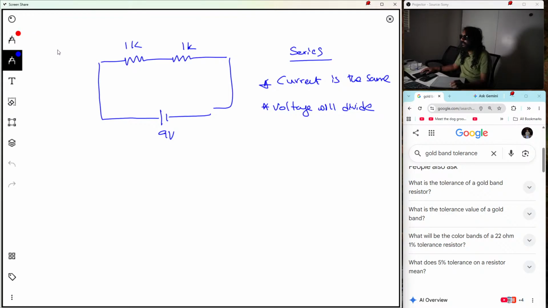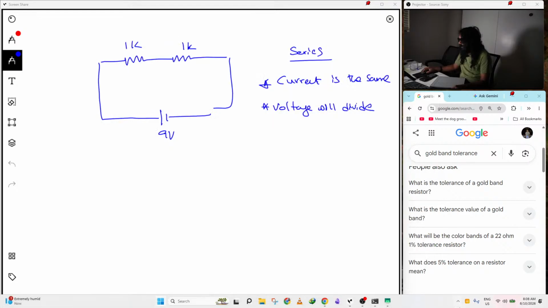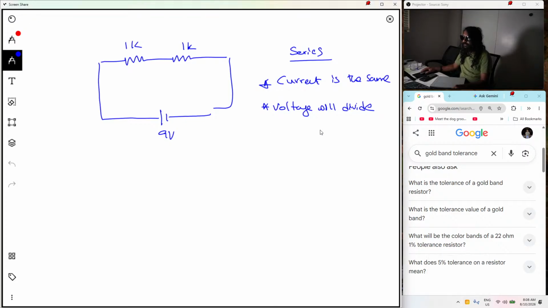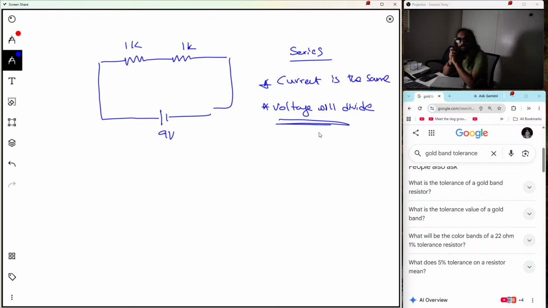The current in this situation will be the same, but the voltage will divide. As I explained to you, the voltage will divide. What does that mean? So if both the components are having the same resistance, what will happen? The voltage will be divided.